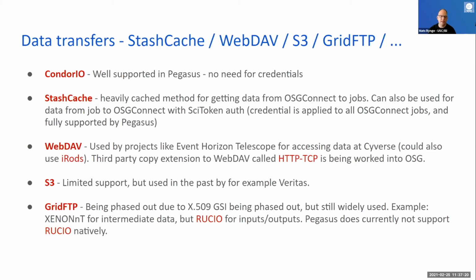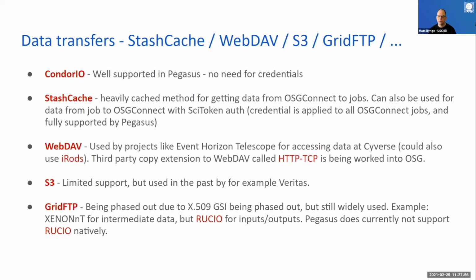A step up from that is stashcp, and this is if you have any kind of data reuse in your workflow. We talked a little bit about this yesterday in the Event Horizon Telescope case. Stashcp is actually a really good choice. The idea is that you put the data into stashcp, and there's an automatic caching mechanism underneath that makes this data appear close to where the jobs are running. You can also transfer data back with stashcp, using SciToken authentication.